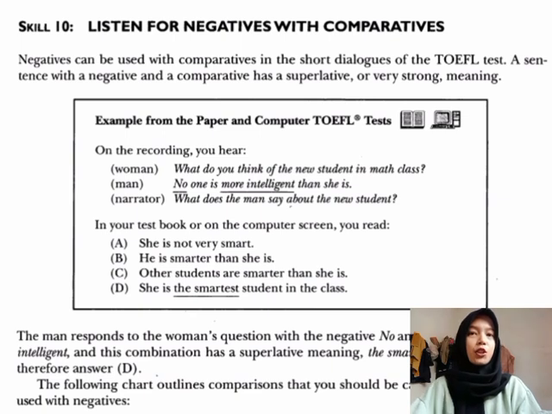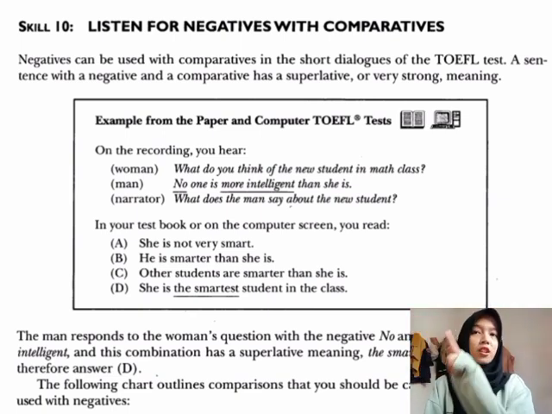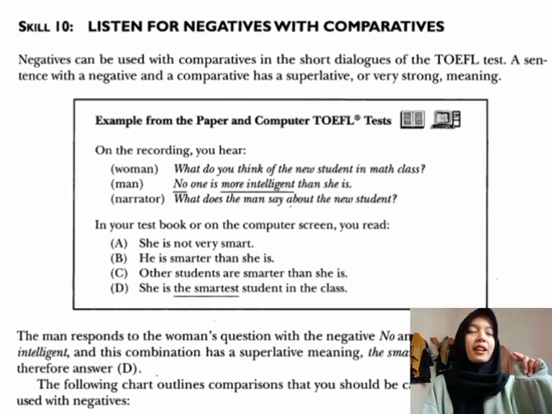Usually the narrator's question will refer to the man, the second speaker. Okay, there are several answers here. Answer A is, she is not very smart. No, guys, we should not be fooled or stuck on the "not" here. She is not very smart, and then no one is more intelligent. So don't focus on that, but focus on the meaning. No one is more intelligent means she is the most intelligent, not that she is not intelligent or not very smart.